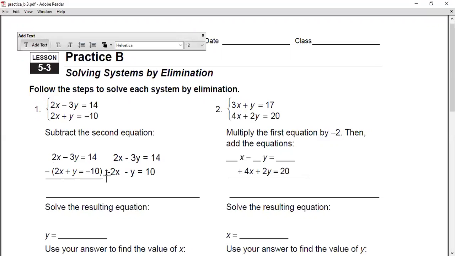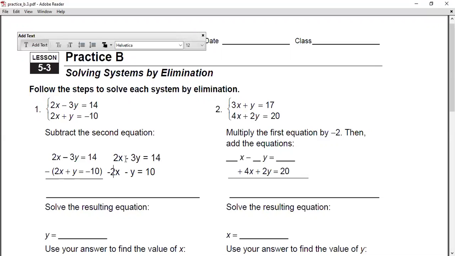Now don't mind me not writing these things in place, because it's very difficult for me to do so. That's why I did not write them under each other as I'm typing. So this is what it's going to be: negative 2x minus y equals 10.